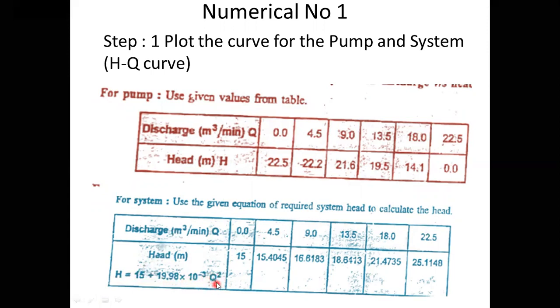By putting the discharge value here, initially 0, then 4.5, then Q equal to 9, then Q equal to 13.5, then Q equal to 18 and 22.5, you will get the respective values of H at different Q. So we get the head here as 15, 15.40, 16, 18.64, 21.47, 20.11. Now we have two different tables for head and discharge, one for the pump and one for the system. Now we are going to plot these directly on a graph.